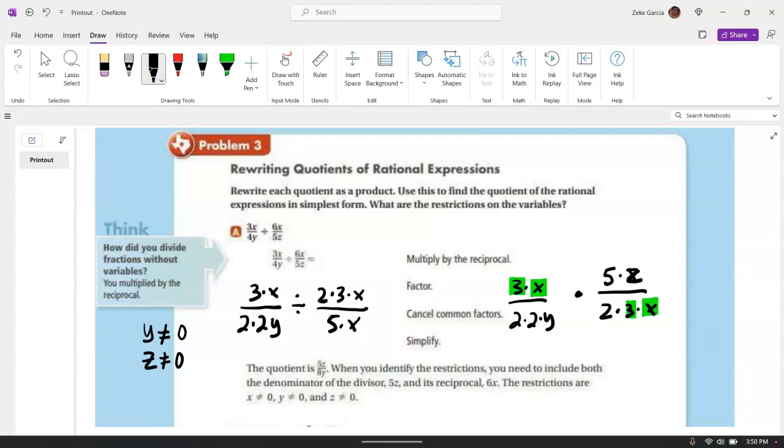Do we have anything else? I don't think we have anything else. So we have to add another restriction, x cannot equal 0. So what you're left with is, this becomes 1. So you're left with 5z over 2 times 2 is 4, 4 times 2 is 8, and it's 8y. So that simplifies to 5z over 8y.